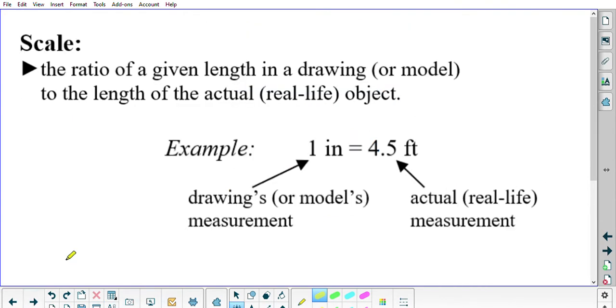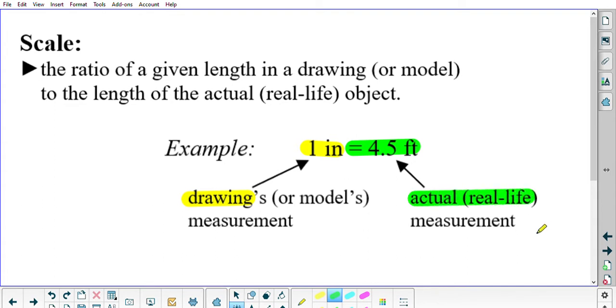All right, let's go back to the bottom of the first page of the Geometry Topics PSSA Big Ideas paper. Very bottom of the first page is a reminder on what scale is. Scale is the ratio of a given length in a drawing, or possibly in a model, to the length of the actual real-life object. For example, if you're given a scale where it says 1 inch equals 4.5 feet, what that means is every 1 inch on the drawing, or possibly on the model, would represent 4.5 feet in actual real life.